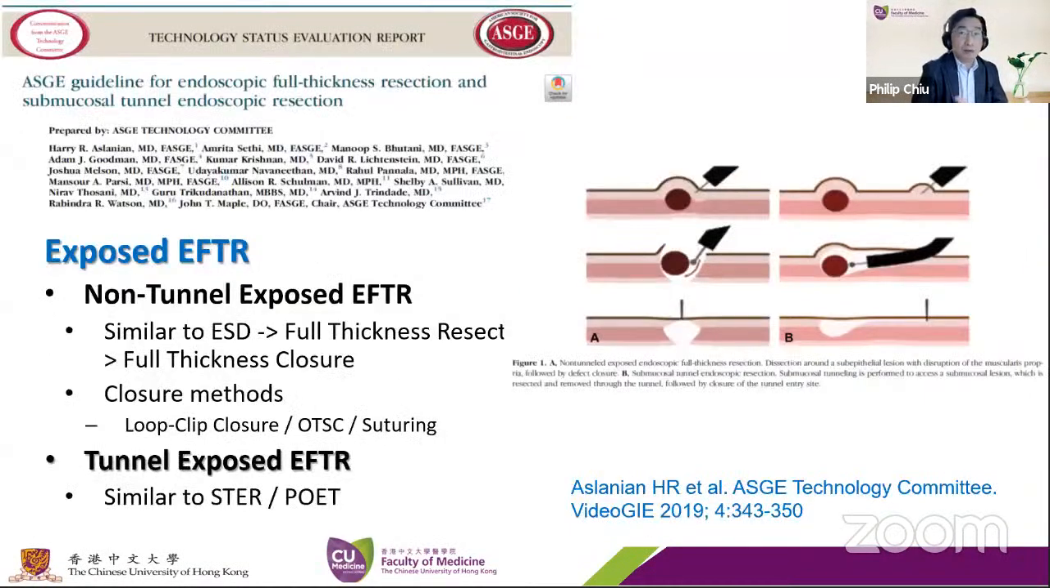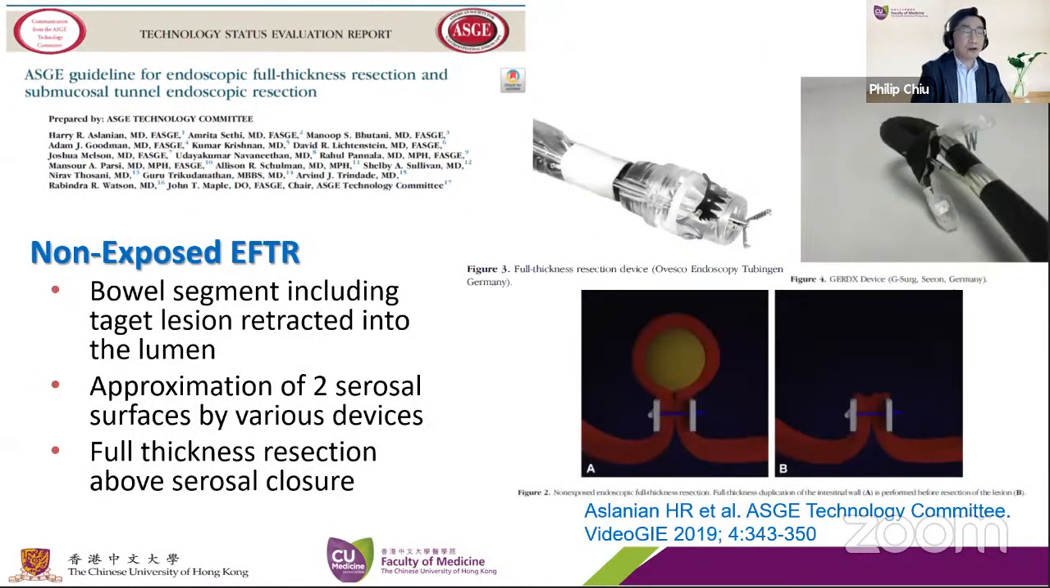But the prerequisite is obviously you need an expert. And recently, the ASGE issued the guideline for endoscopic full thickness resection and submucosal tunnel endoscopic resection. They classify EFTR into exposed and non-exposed EFTR. For exposed, it's also subclassified into non-tunnel and tunnel. Tunnel is actually similar to STER, while for non-tunnel, they would use the ESD technique, completely resect the lesion and then close the defect. For non-exposed EFTR, the bowel segment should be closed before resection.